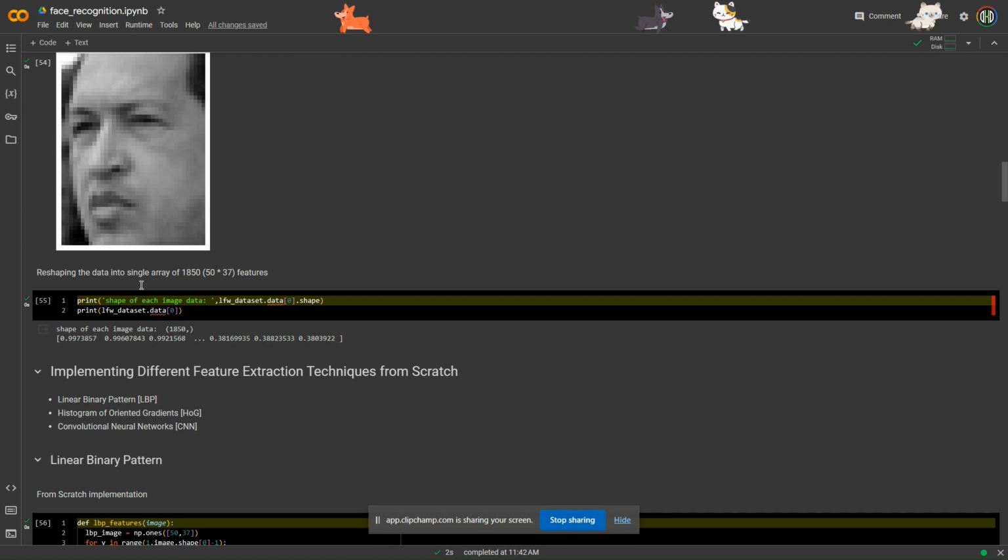We can actually reshape the data into a single feature vector of 1850, that is 1 cross 1850. That 1850 is basically 50 times 37.